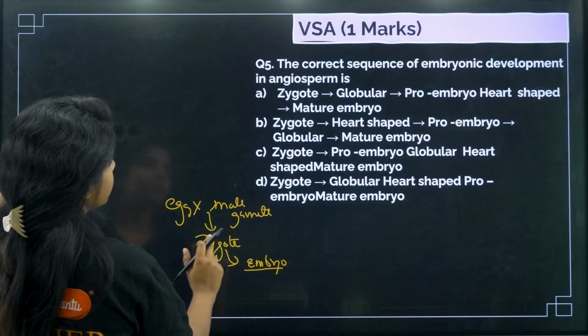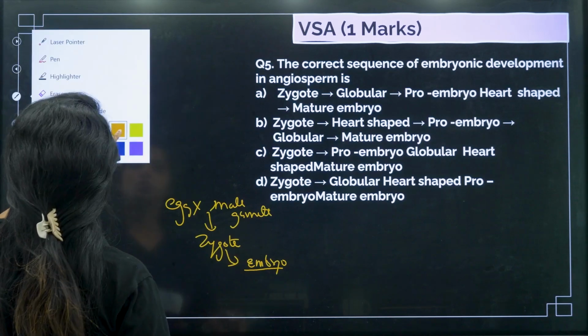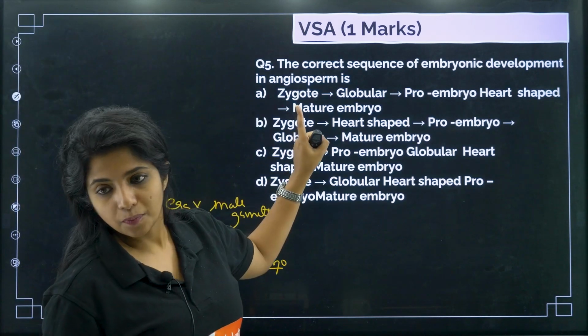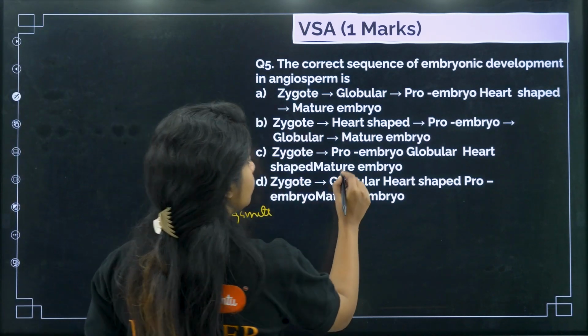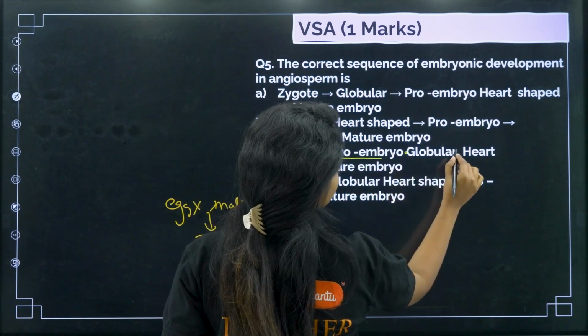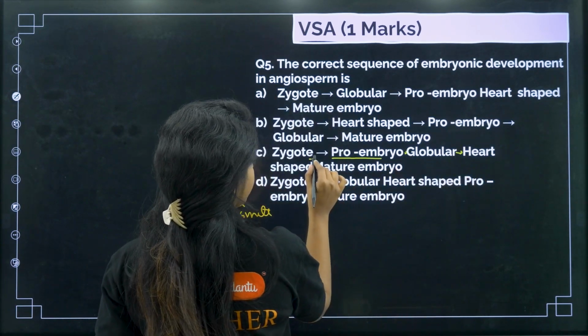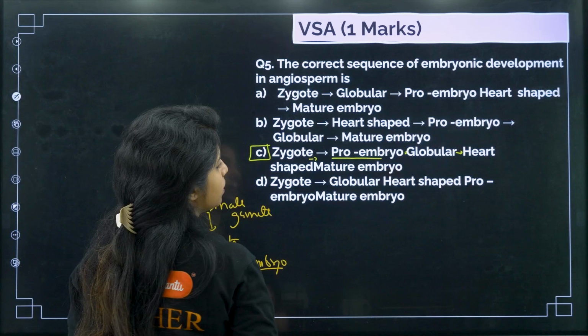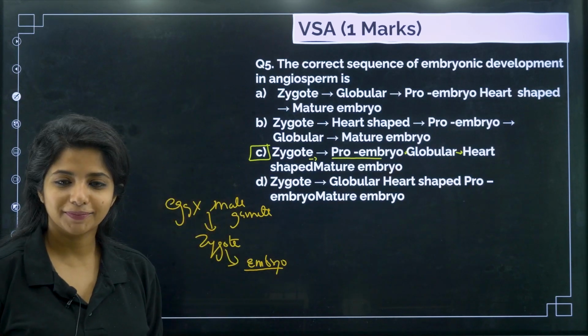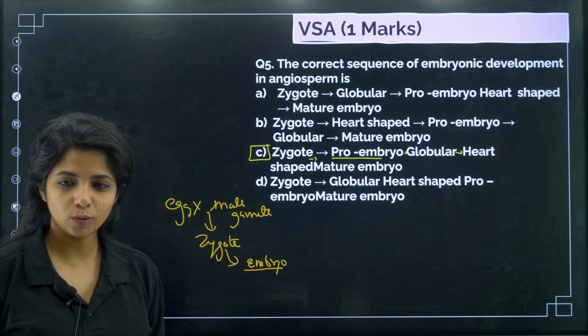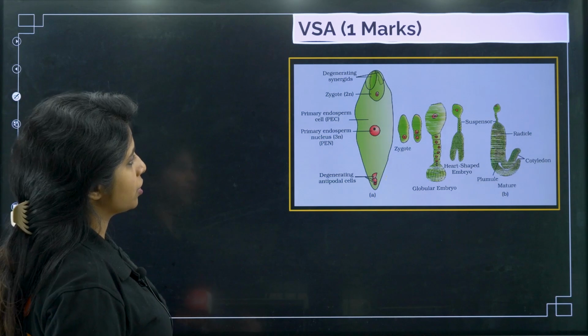So what is the correct sequence? Now can you tell me in the answers over here? It will be zygote, then pro-embryo, then globular, then heart shaped, and then mature embryo. So this becomes your correct answer. Okay, cool. Chalo, next question.